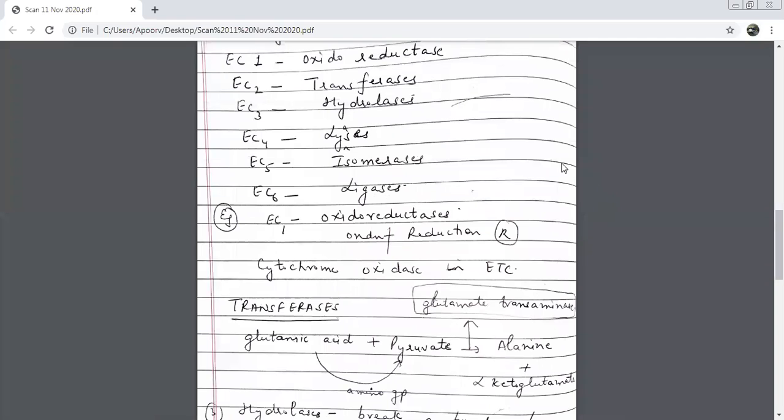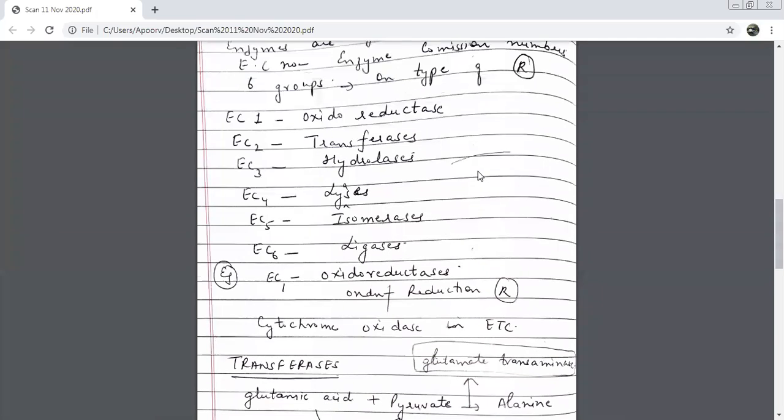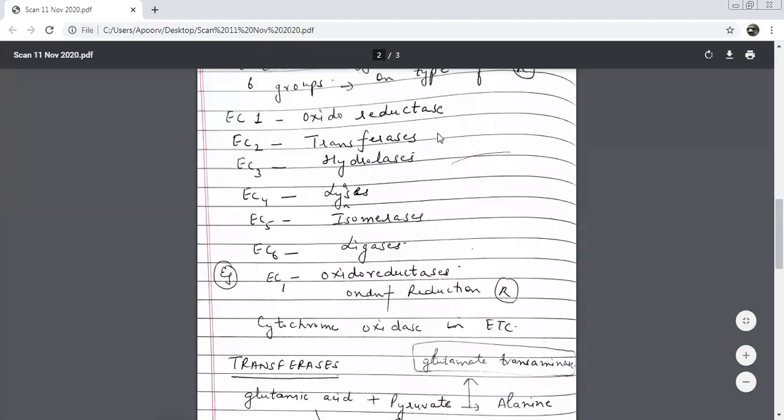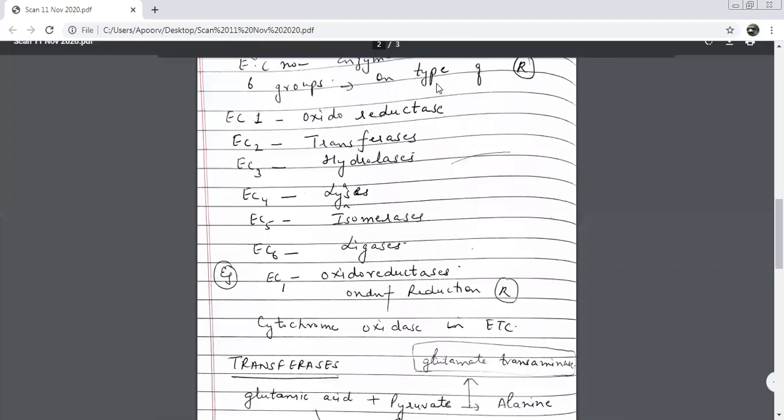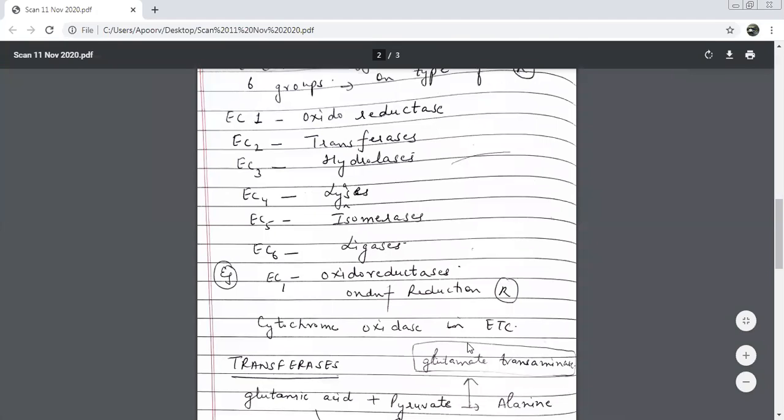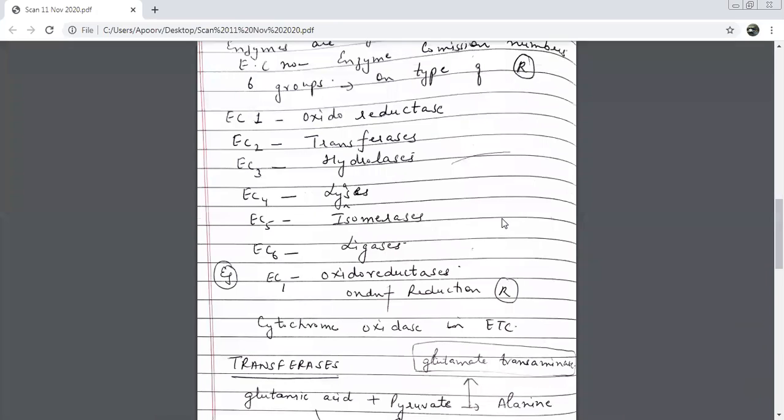Which was the first category of enzyme? In the beginning it seems very difficult, but when you do examples it will become easy. EC1 was which category? Oxidoreductase. Again, I am telling you, for your syllabus just remember up to EC6, that is sufficient. No need to do examples. I am taking examples so that you understand well.